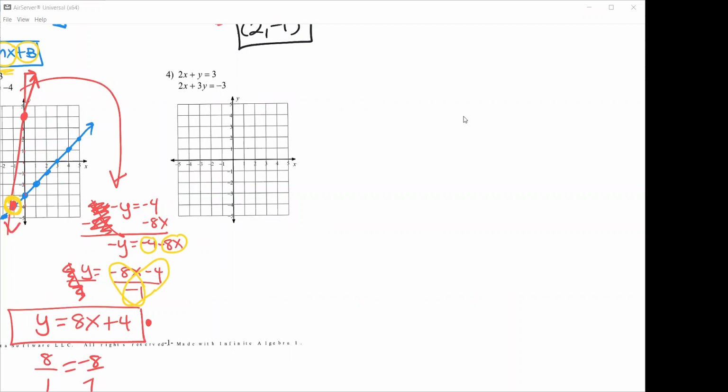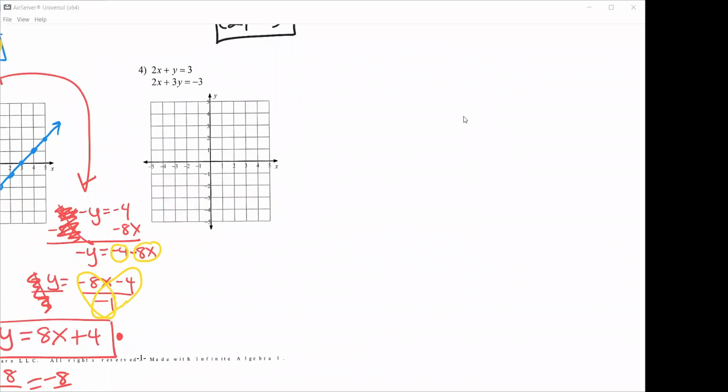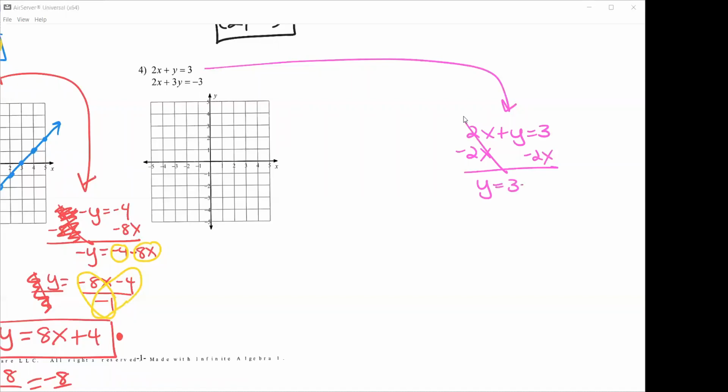Okay, so this one, I'm going to do the same thing. Neither one of these are written in slope-intercept form, so I'm going to do that. All right, so this one here, so we have 2x plus y equals 3. I'm going to subtract 2x from both sides. So I have y equals 3 minus 2x. But again, I want to swap the order because I want the slope first. So this is -2x plus 3.